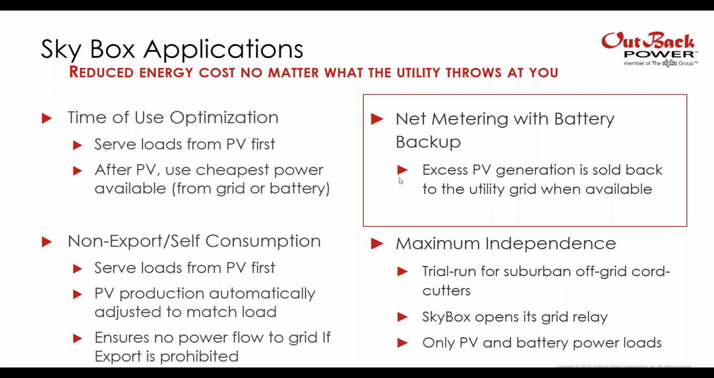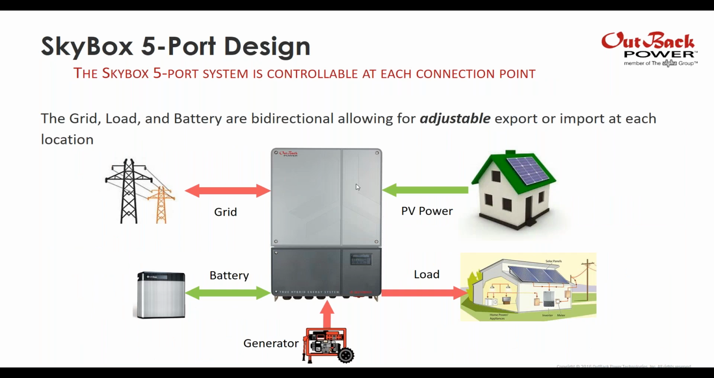Okay, switching things around a little bit, we'll talk about net metering with backup. In this case, all excess PV generation goes back to the grid if the grid is available. One important point on backup is that SkyBox's 5-port design allows you to send 5 kW of power directly to the loads. So that's 240 volts, what is it, 20.38 amps of power direct to the loads.